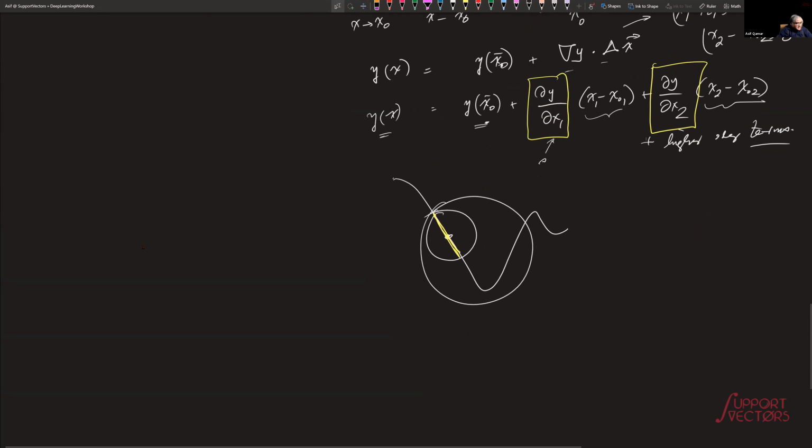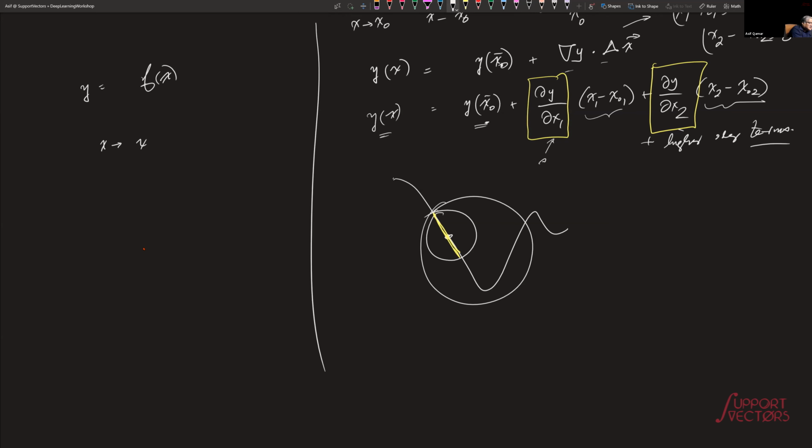When you say that you have a function y is equal to f(x), and you make a small change in x, so x goes to x plus delta x, what happens to y? Then y would be a function of x plus delta x, and that is equal to f(x) plus df/dx times delta x. This is the complete derivative. I'm used to writing it in partial form, but let me be exact here. This is in one dimension.